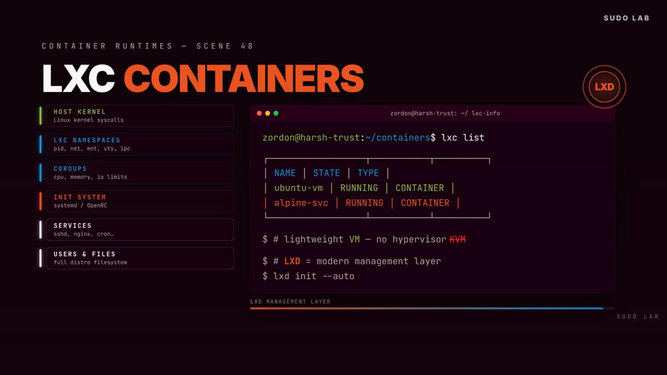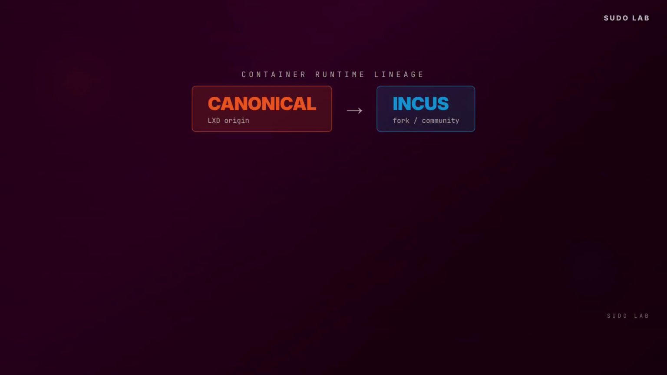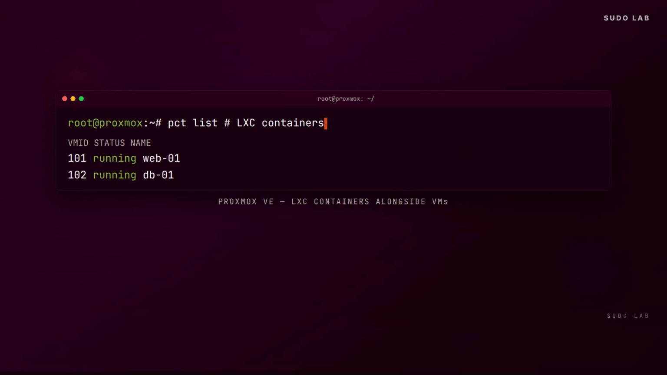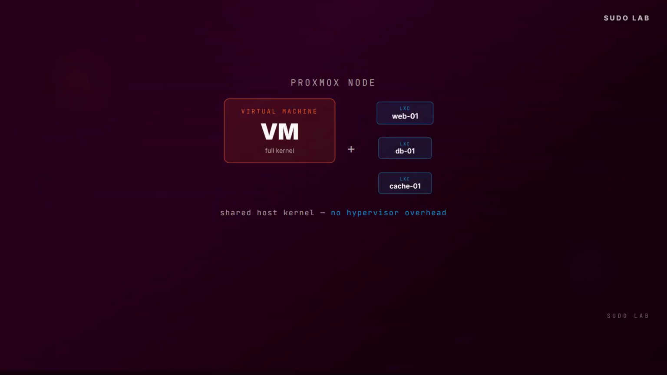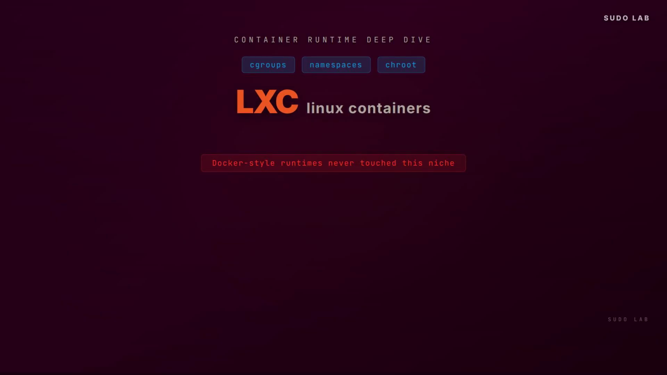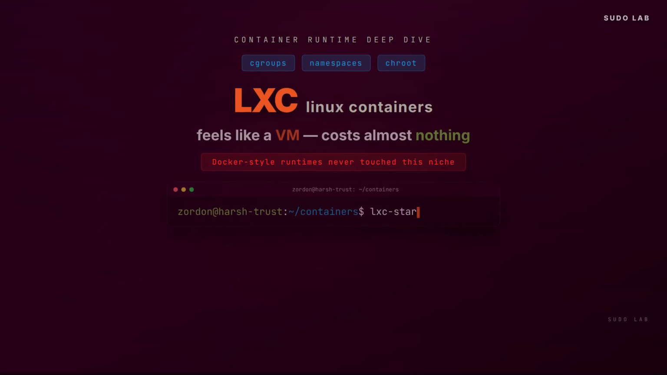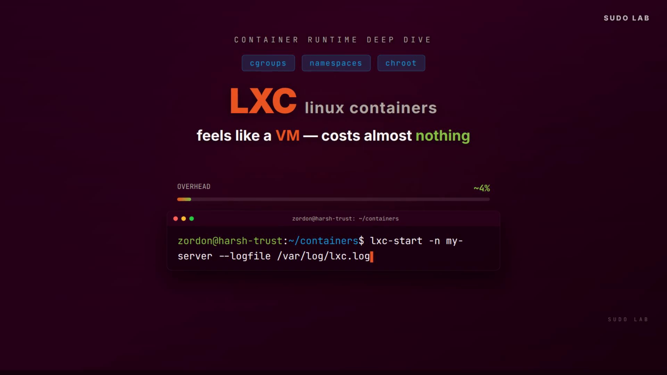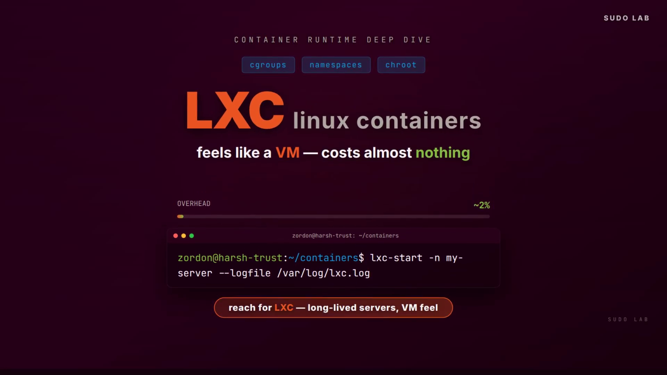LXD is the more modern management layer on top, originally from Canonical, and now forked into Incus after some governance drama. If you've ever seen a Proxmox setup, the containers running alongside the VMs are LXC containers. It's a completely different way of using the same underlying kernel features, and it occupies a niche that the Docker-style runtimes never really touched. If you want a long-lived server that feels like a VM but costs almost nothing in overhead, LXC is what you reach for.